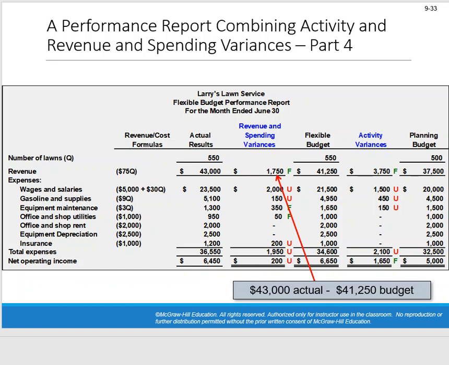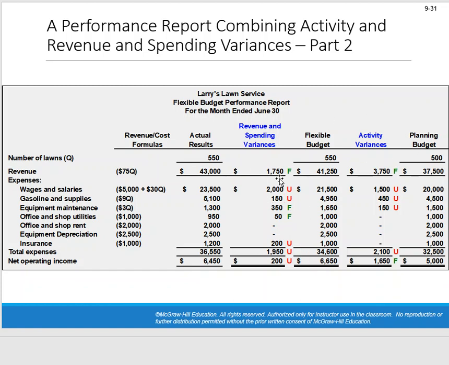In terms of your homework and your understanding of this chapter, this format here, essentially 5 columns, right? So we take our actual and our flexible, and in between we compare revenue and spending variances. And then we compare flexible and planning, and in between we compare our activity variances. That's the format you need to focus in on for this chapter, and make sure that you can understand what those comparisons are. So know that if you're comparing flexible versus actual, then we're talking about revenue and spending variances. Or if we're comparing planning versus flexible, we're talking about activity variances.